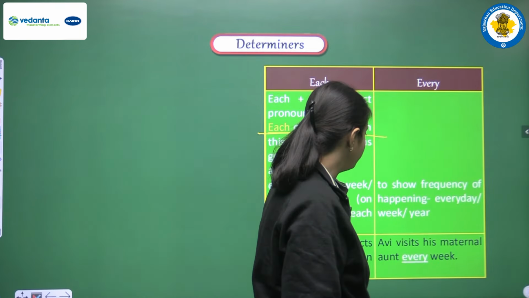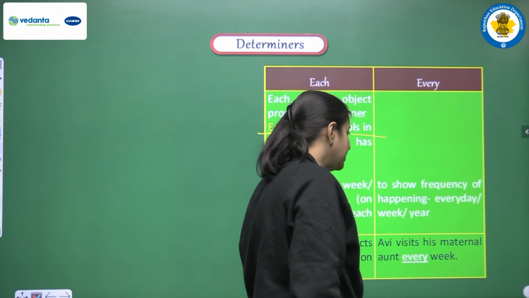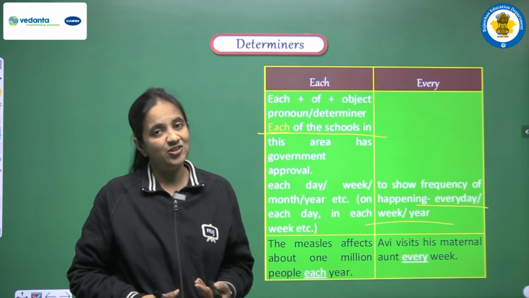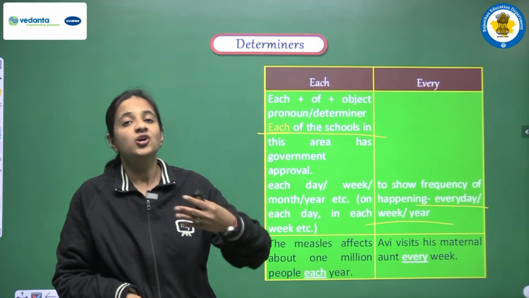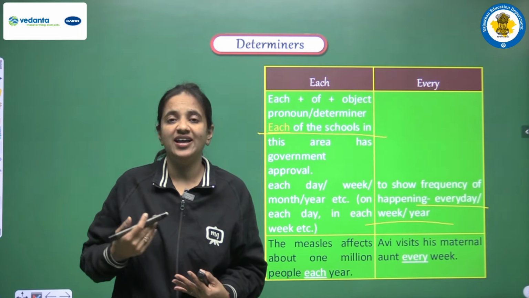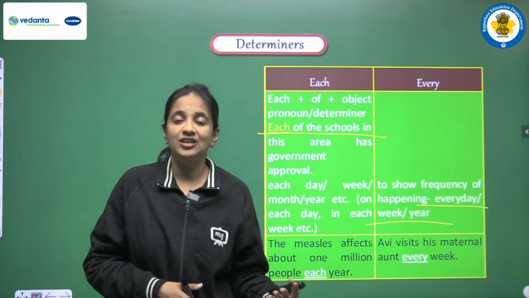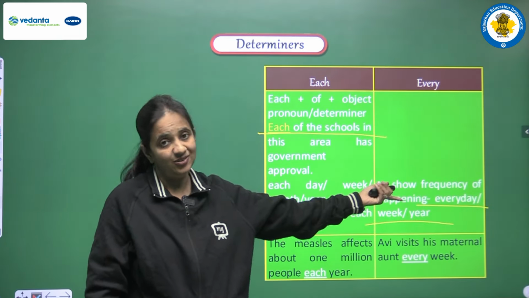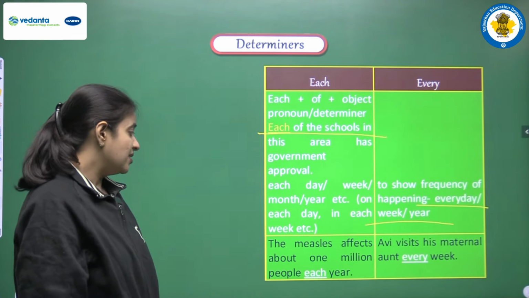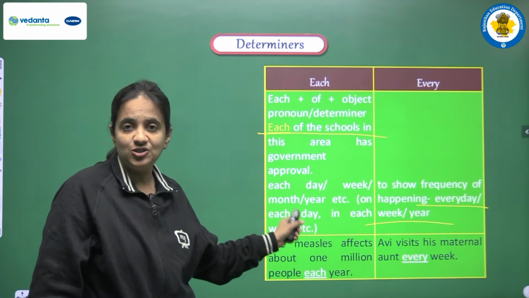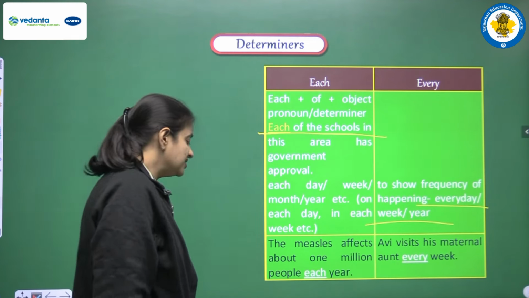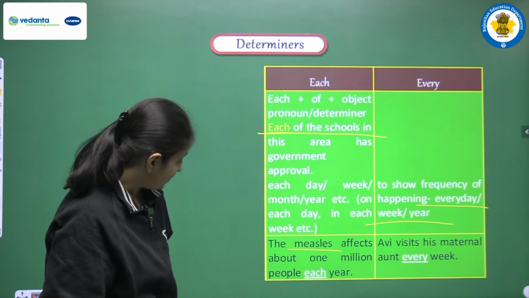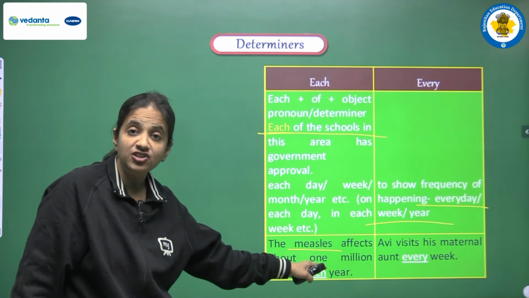Now let's read about every, to show frequency of happening. Like in this manner we can use every day, every week or every year. Okay, so जब हम frequency show कर रहे हैं किसी चीज की, कोई काम बहुत frequently repeat हो रहा है, again and again वो काम हो रहा है, तो to show the frequency of that thing we can use every. Okay. The measles affects about 1 million people each year. So now we are having the example here. In the example we are saying that this is a disease, measles, and that the measles affects about 1 million people each year, right?